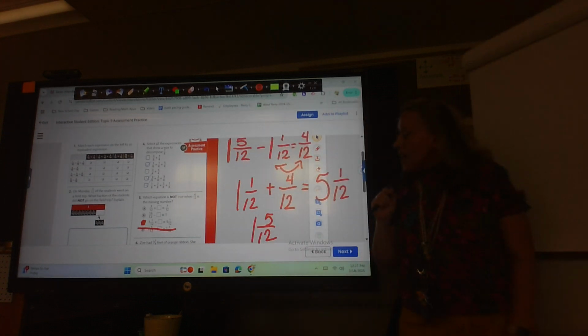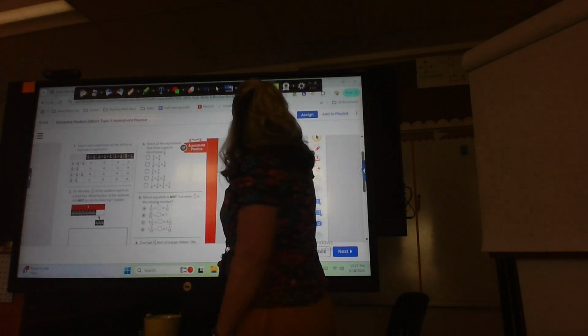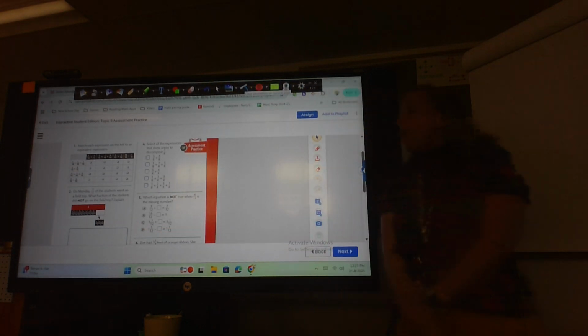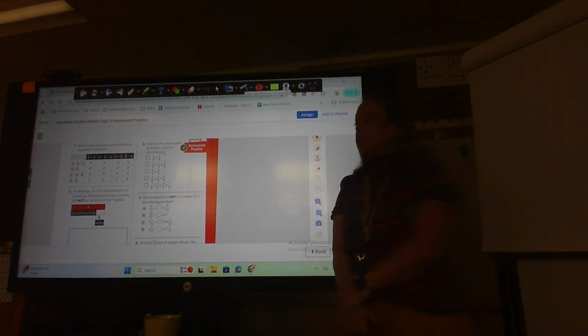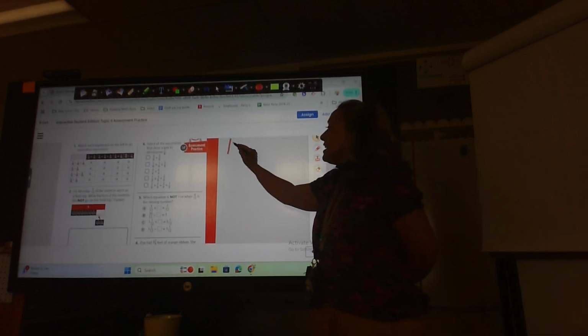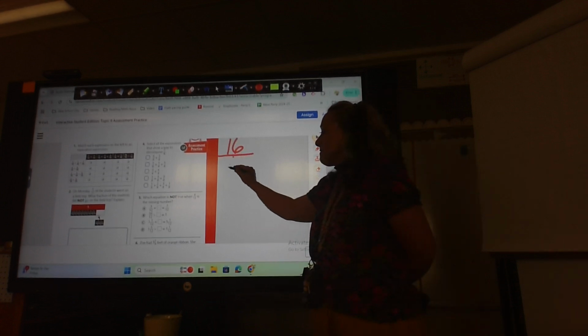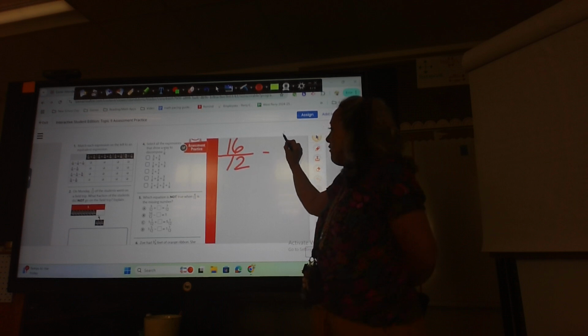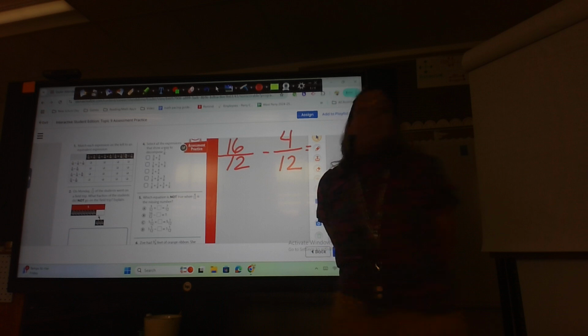Let's look at B, though, and see what we've got there. Right now, on your scrap paper or somewhere on your paper, everybody's going to do this. Write down B, plug in 4/12 and see what you get. So you're going to do 16 over 12 minus 4 over 12. Everybody in this room, find out what you get. Shouldn't take you 4 seconds, guys.